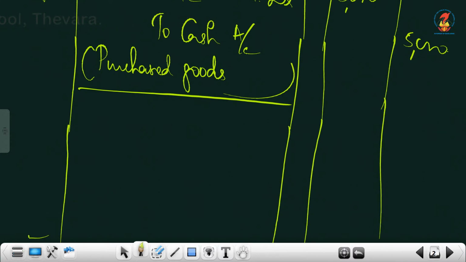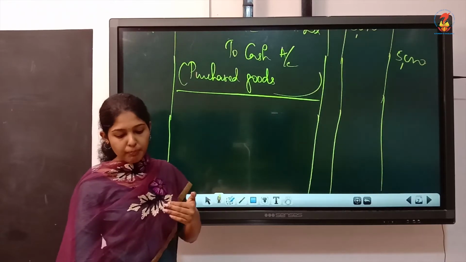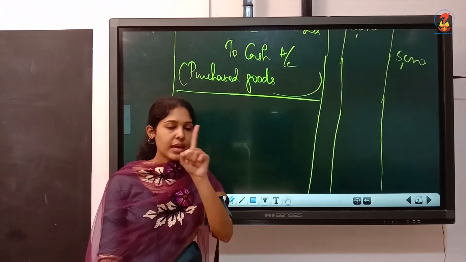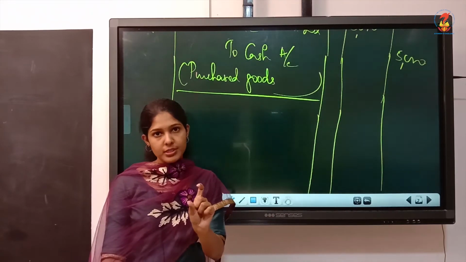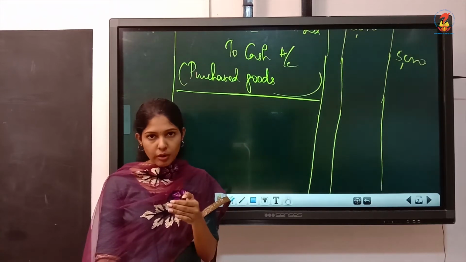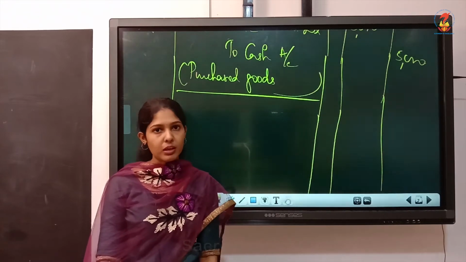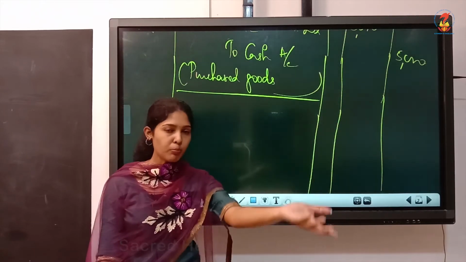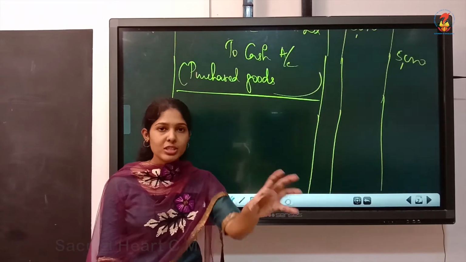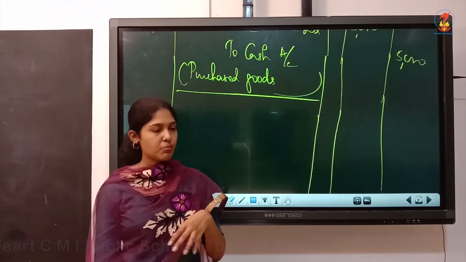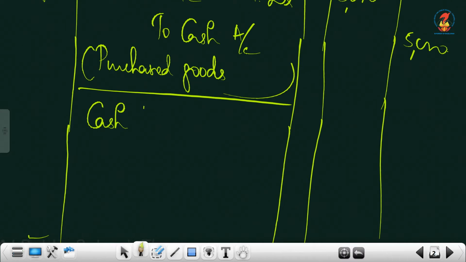The next one, drew cash from bank for office use. It is not for personal use. If it is for personal use, there is one account called drawings account. Understood? Here it is not for personal use, it is for office use, and we are withdrawing from the bank account. When you deposited into bank, you wrote bank debtor to cash. When you withdraw from bank, what is coming into the business? Is the cash coming into the business? So what should be debited? Cash should be debited. The reverse entry you have to write. It will be cash account debtor to bank account.